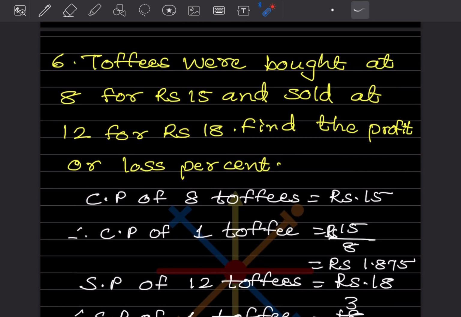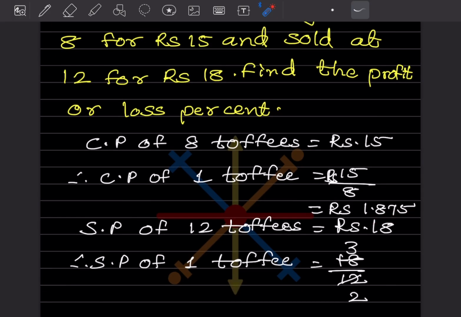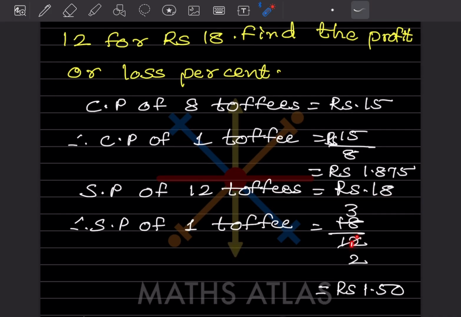Toffees were bought at 8 for rupees 15 and sold at 12 for rupees 18. Find the profit or loss percentage. So the cost price of 8 toffees is given as 15. So we can find out the cost price of 1 toffee. So 1 toffee is going to be 15 by 8, which, after dividing this, we get rupees 1.875. Now the selling price of 12 toffees is given as 18 rupees. So the selling price of 1 toffee is going to be 18 by 12. So this is going to be 3 by 2, and 3 by 2 is nothing but 1.5.